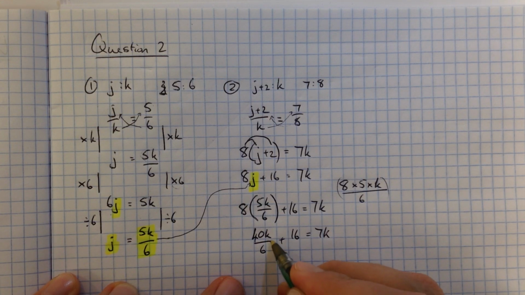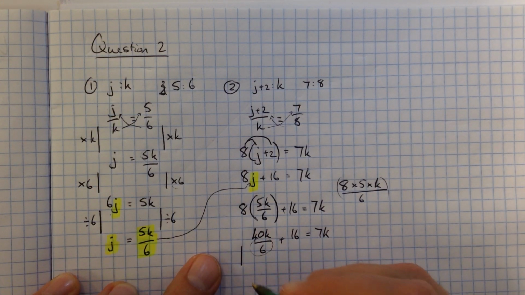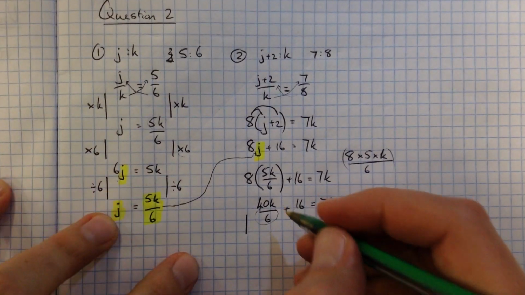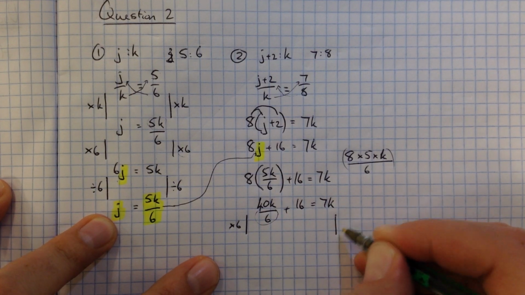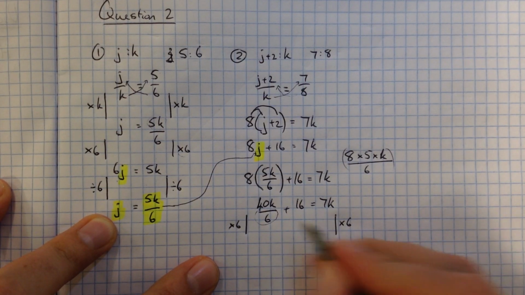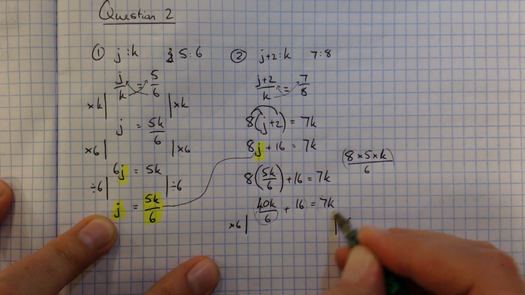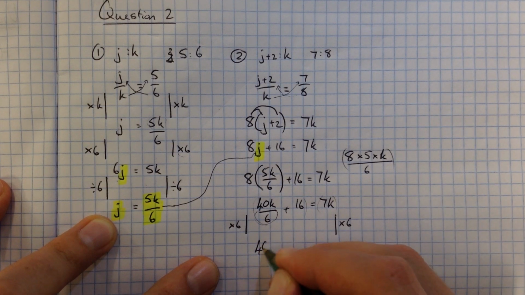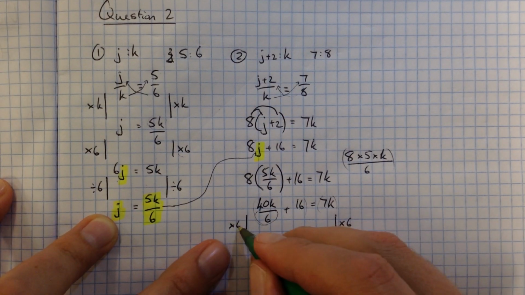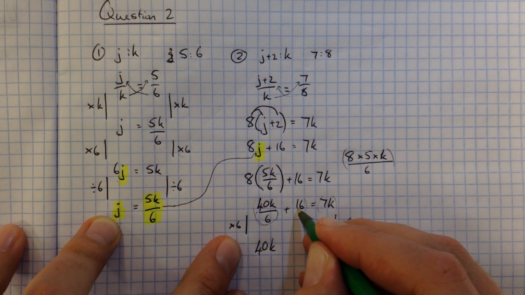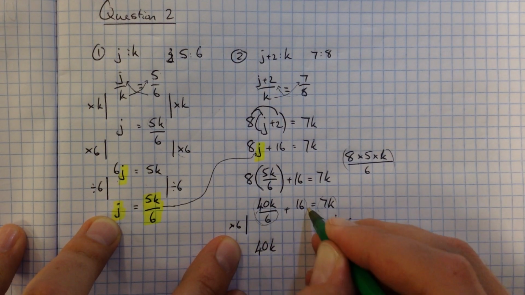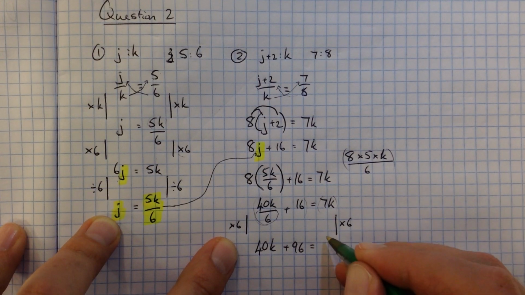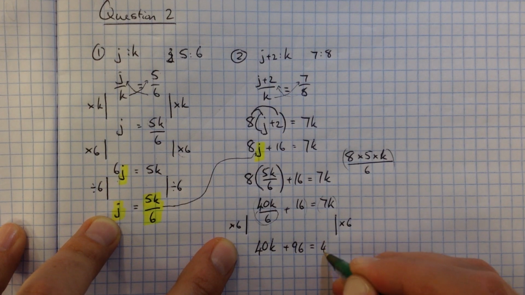This 6 is in the way. I want to get rid of that. So I'll have to do the opposite of divide by 6, which is multiply by 6. And I have to do that to both sides, left and right, to all of this and to all of that. 40K divided by 6 times 6 is 40K. That's the nice bit. Now 16 times 6: 6 times 10 would be 60, 6 times 6 is 36, 60 and 36, 96. 6 times 7K is 42K.